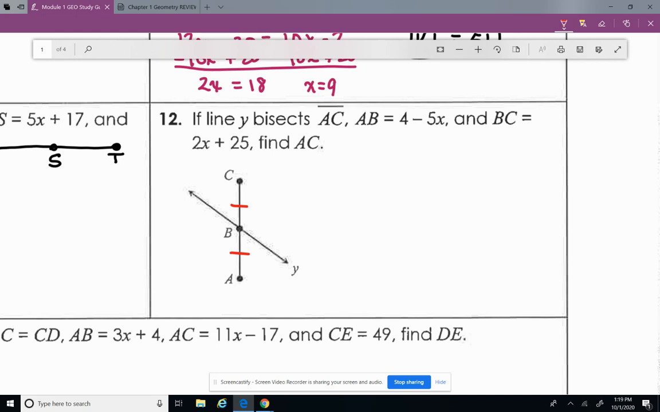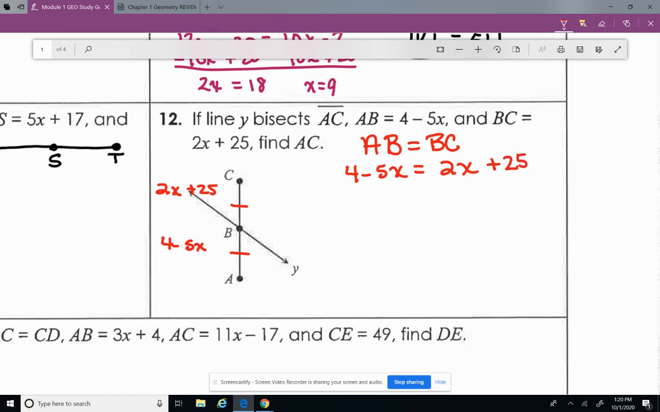We know that AB is 4 minus 5x. We know that BC is 2x plus 25. And we know that they are equal. So we know that AB is equal to BC. So AB is 4 minus 5x, and BC is 2x plus 25.